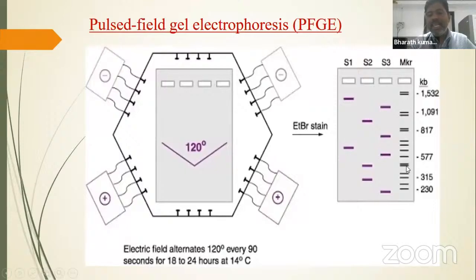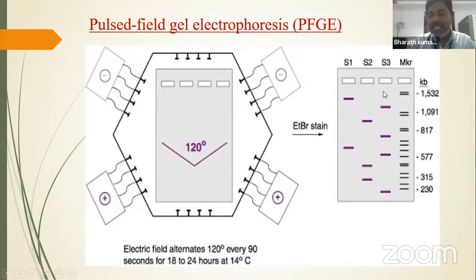This marker is just like a standard. It has 230 kilo base pairs, 315, 577, 817 like this. So this marker has a base pair length of 230 to 1500 kb. Based upon this marker, we can compare our samples. For example, here in sample 1, we are having 2 bands. One is at approximately 1300. Another one is approximately 700. Like that, we can measure the length of DNA.